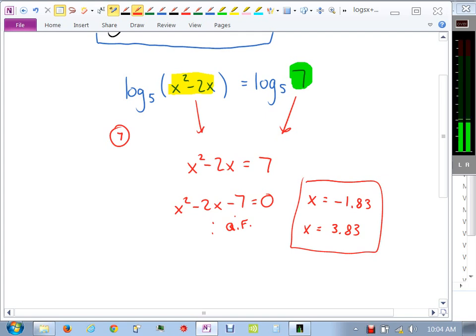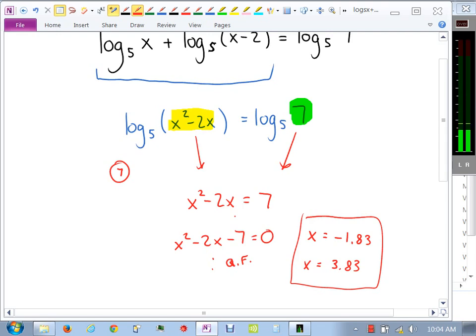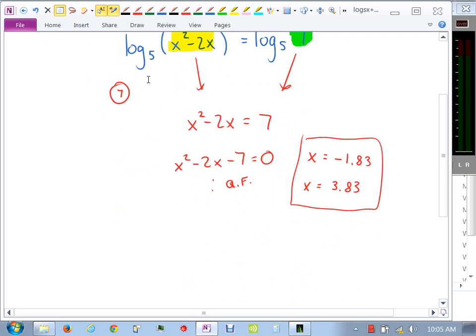Yes, it is possible. I think, though, if you try and plug in the negative one here, it wouldn't have worked, because it wouldn't have worked in that first one. But again, I'm not going to ask you. I just want those two answers.